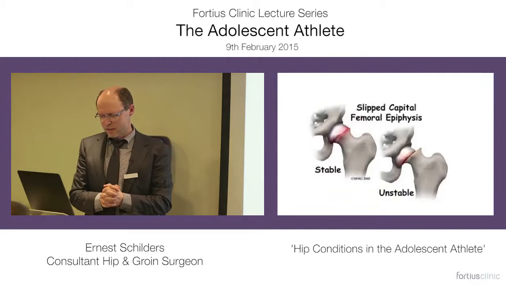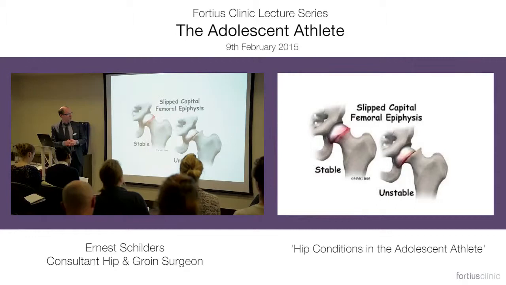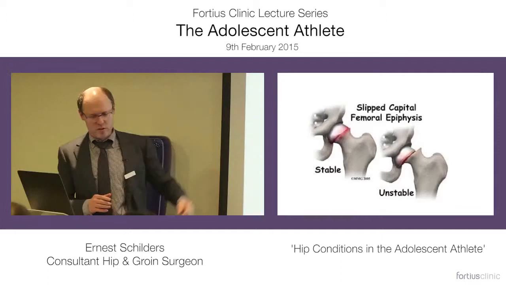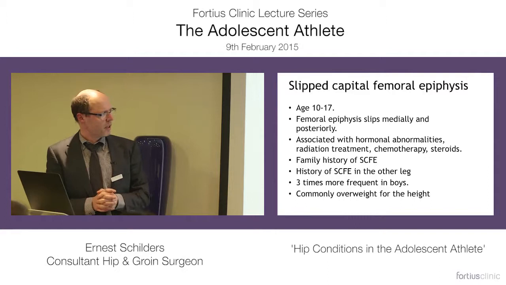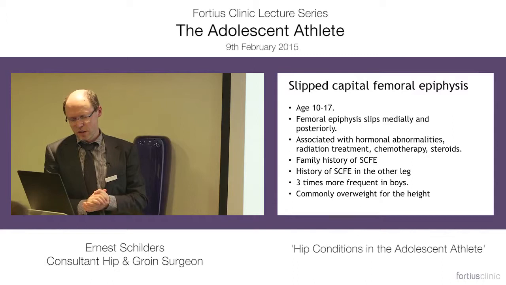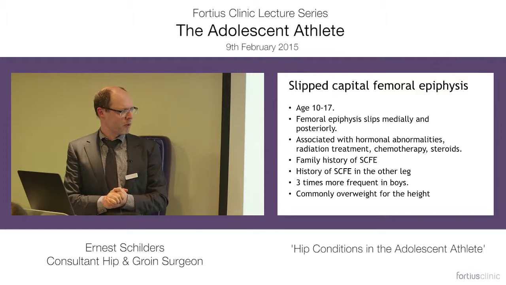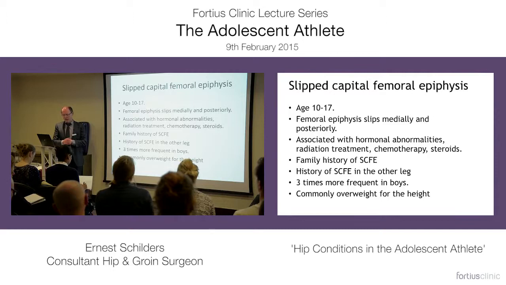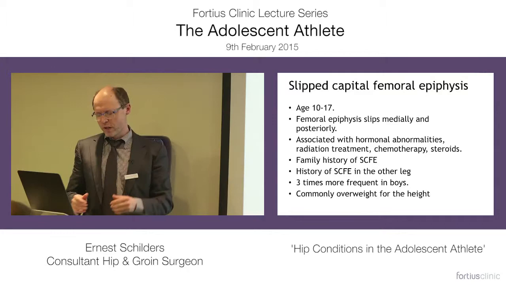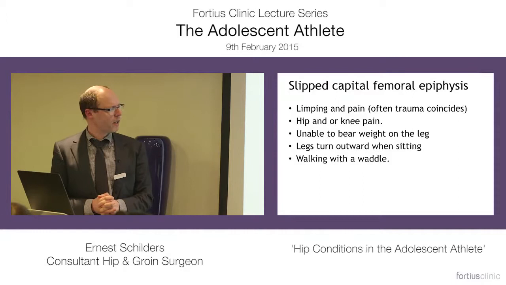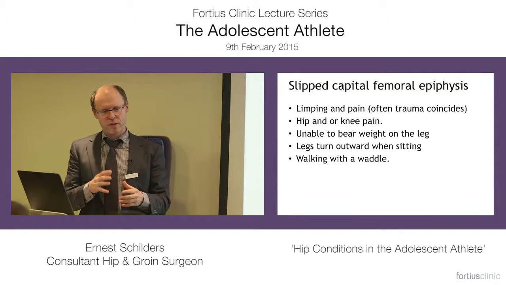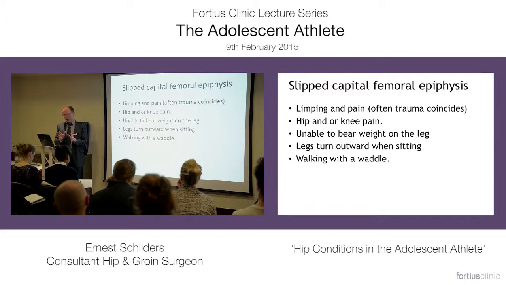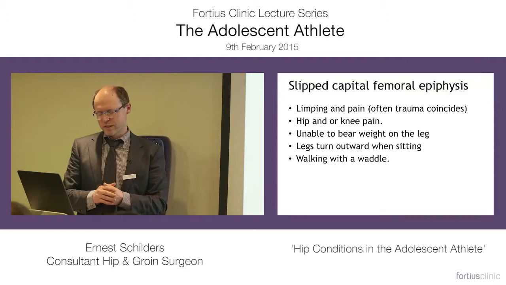As I said, the condition that you don't want to miss is a slipped capital femoral epiphysis. What happens is that those patients have a fracture through the growth plate and the epiphysis slips medially and posteriorly. In the age group between 10 and 17, it's often associated with hormonal abnormalities, radiation treatment, chemo, steroids, or a family history of slipped capital femoral epiphysis. It often occurs bilaterally, so if they had it on the other hip, then you might have to think about it. It's more frequent in boys than in girls, and often in boys that are a bit overweight for their height. They start to complain about limping. Limping can be intermittent. Sometimes there is a trauma. They have hip pain and they can also have knee pain. Often when they sit, you see that the leg turns out. When they have it on both sides, they can walk with a waddle.